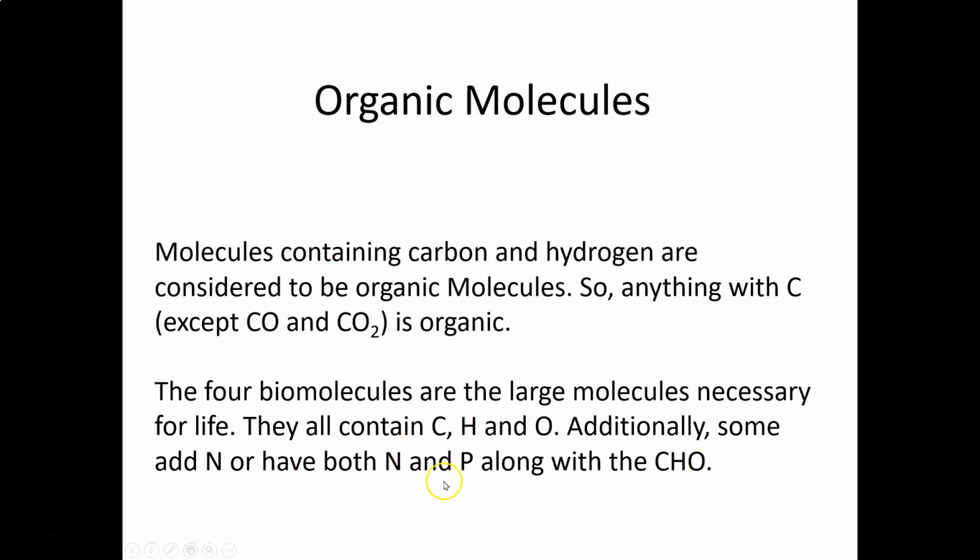All right, so let's stop and start a new file for the organic molecules.